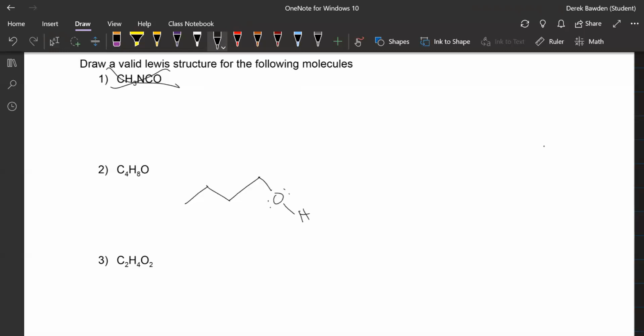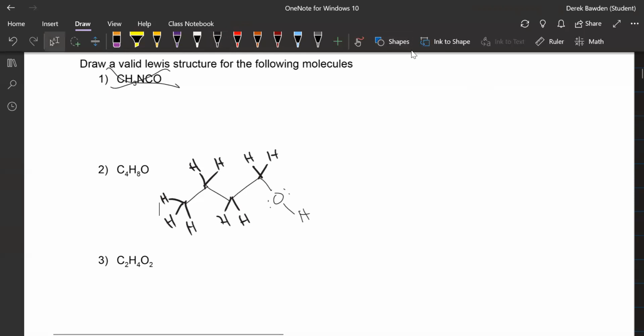And then let's count how many hydrogens we have left. So there'd be 2 here, 2 here, 2 here, and 3 here. Do we have too many hydrogens? Yes, right? Because we're only supposed to have 8 hydrogens. And here we have 3, 4, 5, 6, 7, 8, 9, 10. We have too many hydrogens. So let's try something a little different.